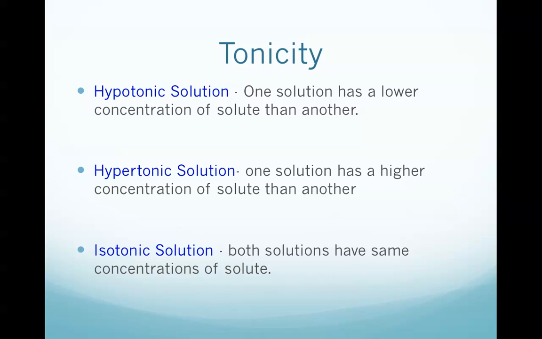And the isotonic solution is where the concentration inside the cell and outside the cell are the same. So although there is a net movement of water, so water is flowing in and out of the cell, there's no change in the size because the concentrations on both sides are equal. But remember, molecules are always moving, so there's always going to be some movement across the two.